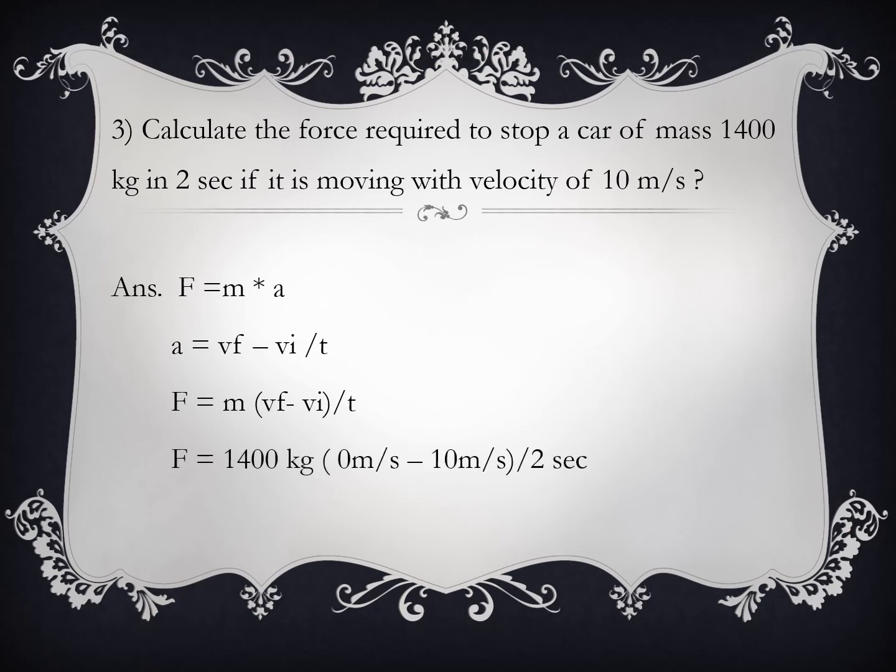So F is equal to mass m, and m is 1400 kg, into the final velocity, which is 0 meter per second, minus the initial velocity, which is 10 meter per second, upon time. Now the value of force we get is minus 7000 Newton. Hence, the negative sign shows that minus 7000 Newton is a retarding force. It means this force will stop the car.